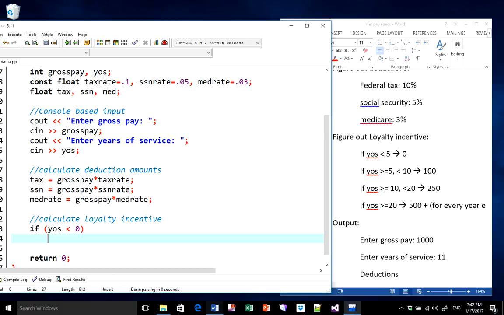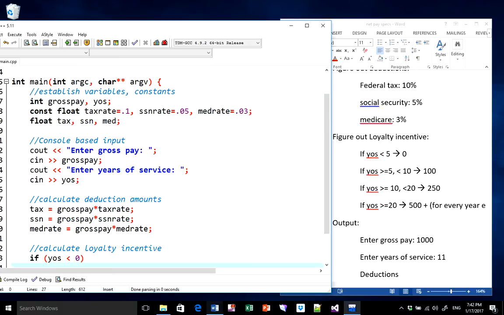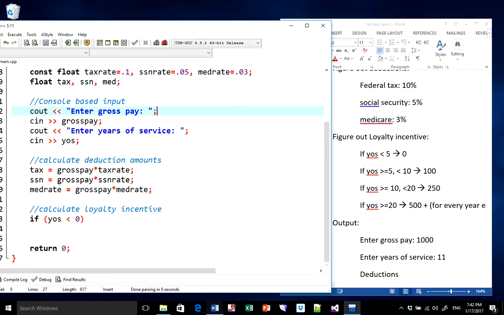Then what do I have there? I don't have a variable for it, right? That will hold the bonus. I'm just going to add here INC for incentive. So inc equals what? 0. Oh, less than 5. Sorry about that.